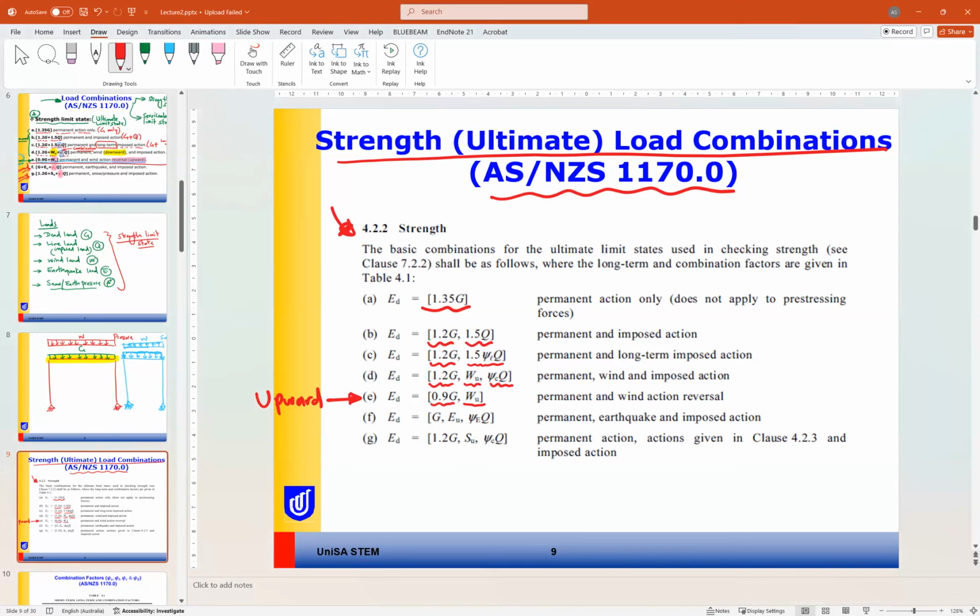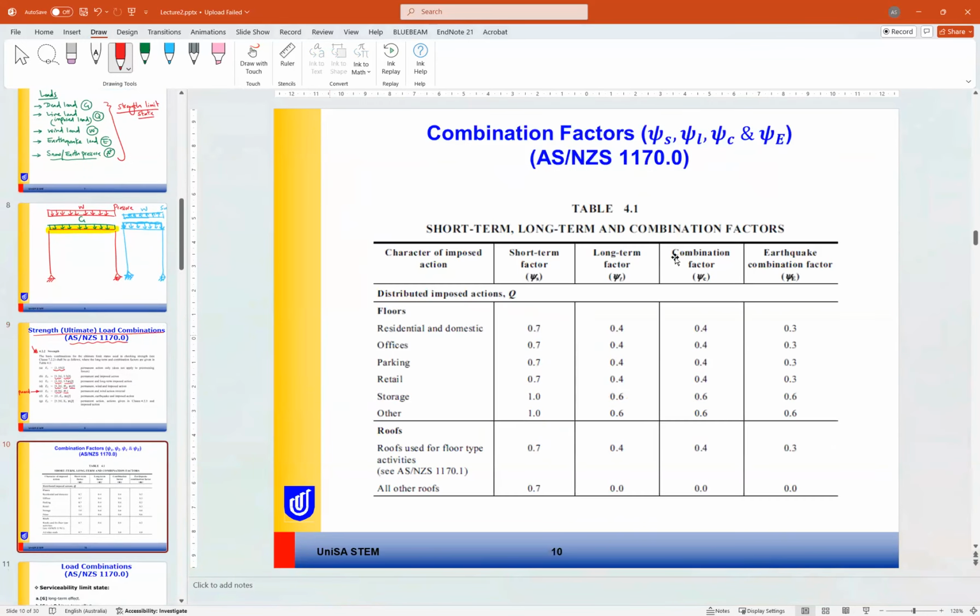Any questions you have for the load combination for strength? Do you have any questions, guys? No? Okay, so let's go to the next part.